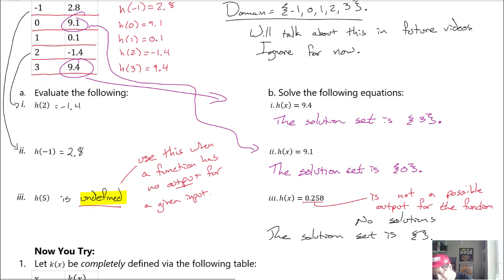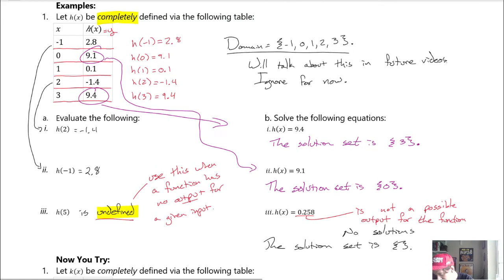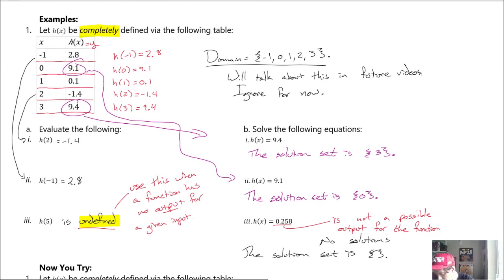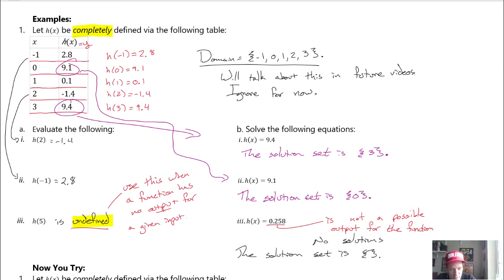All right, so that's it. That's the idea here of how to use a table to determine inputs and outputs given. So if you're given inputs and you're trying to find the outputs, that's evaluating, and so that's part A here. And then if we're given outputs and looking for the input, that's called solving, and so that's part B of this problem. So hopefully that's pretty straightforward for you.